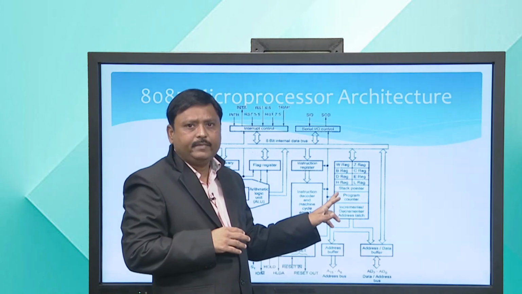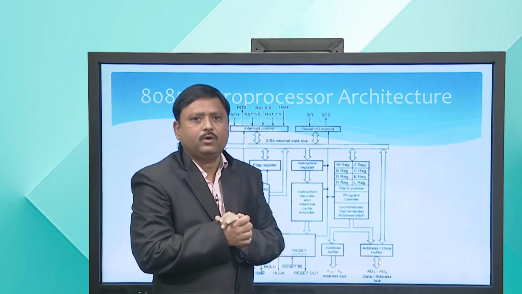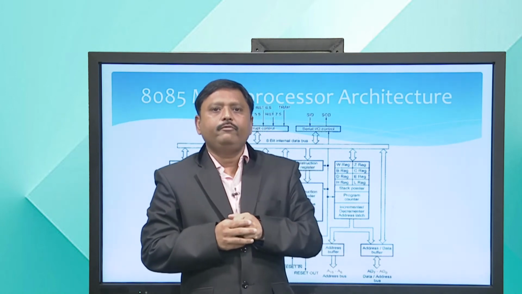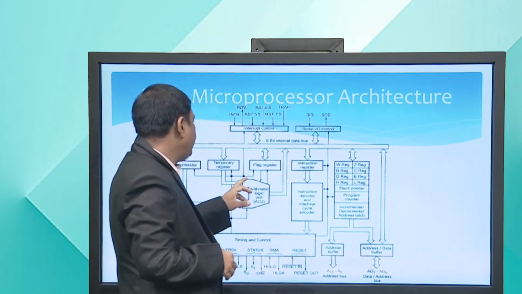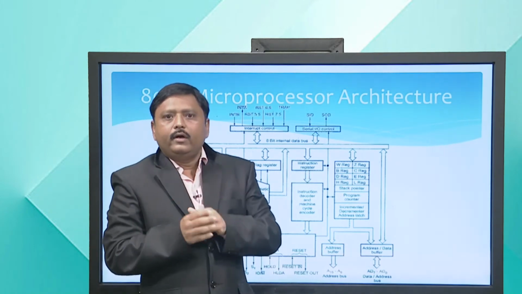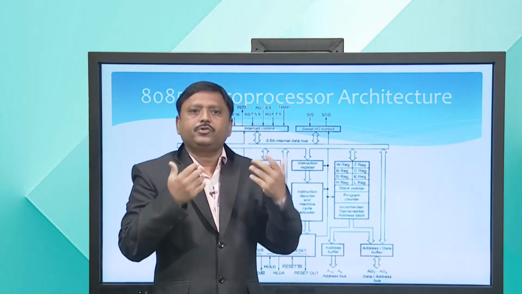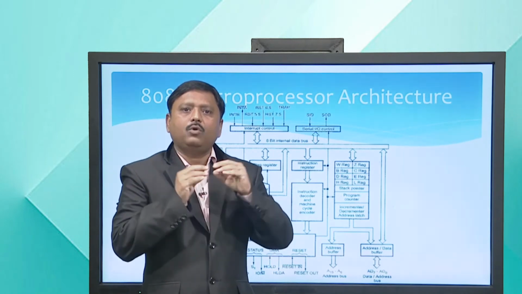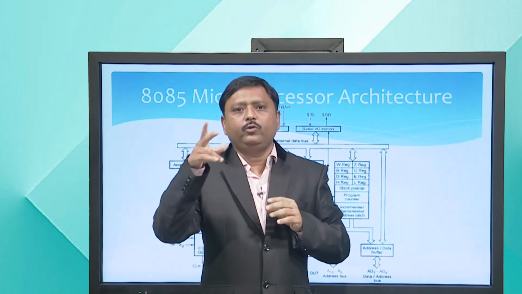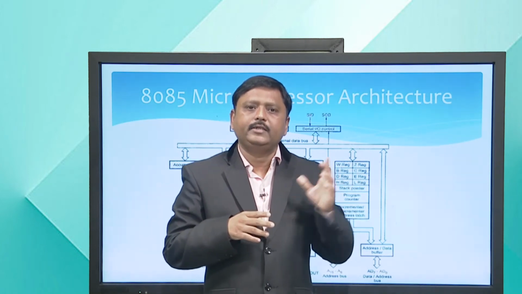Below these is the stack pointer. It is a 16 bit register and it is always incremented or decremented by 2. We have the instruction register. Here you can see it stores the instruction. The 8085 has all the instructions of the 8080 with 2 new instructions.